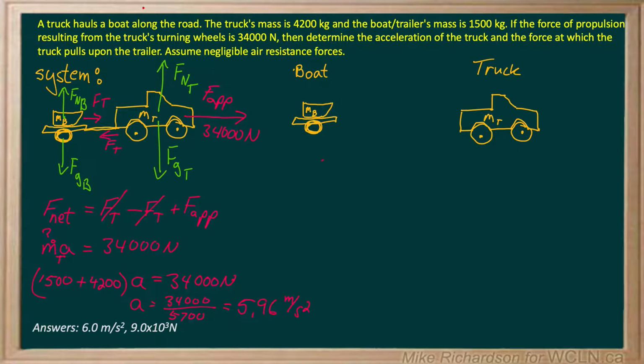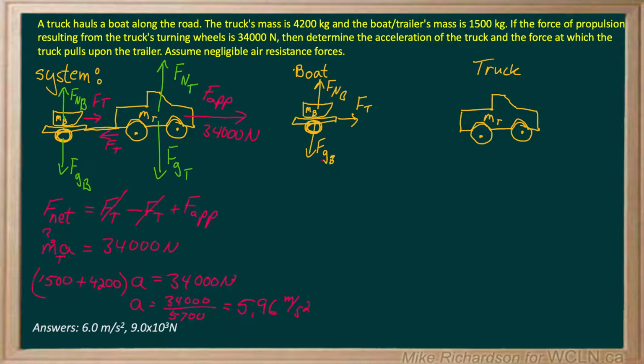Let's look at the boat by itself. Now for the boat, I'm going to change colors here. We'll do it all in yellow. Now once again, the boat has a force of gravity down and a normal force up. And the only force that's driving the boat to the right is this tension force.